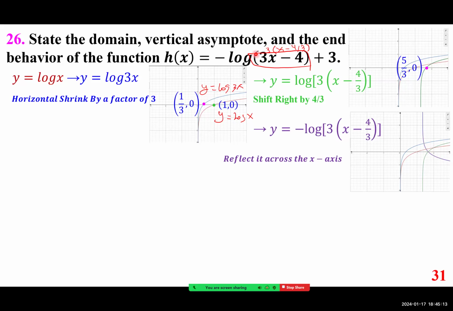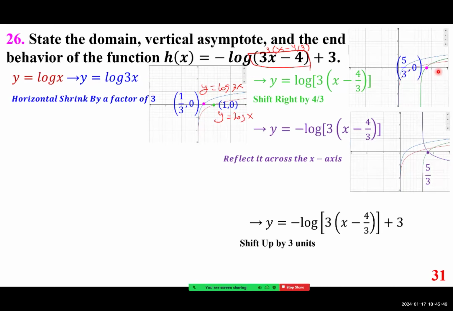Now let's go back to here. Everything is done except +3. So that means move it up by 3 units. So now the +3. That hasn't changed the location of the x-intercept. It just flips over, but it remains as 5/3, 0. So that doesn't change. Now we're going to shift it up by 3 units. So the same thing. Look at this last one now. Okay, this purple one goes up by 3 units.